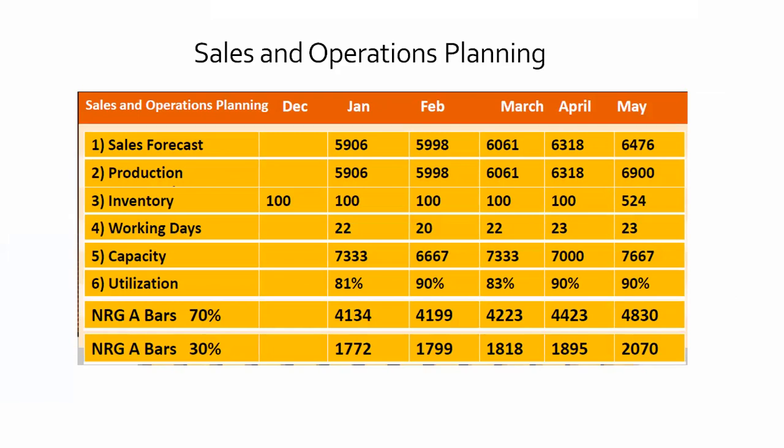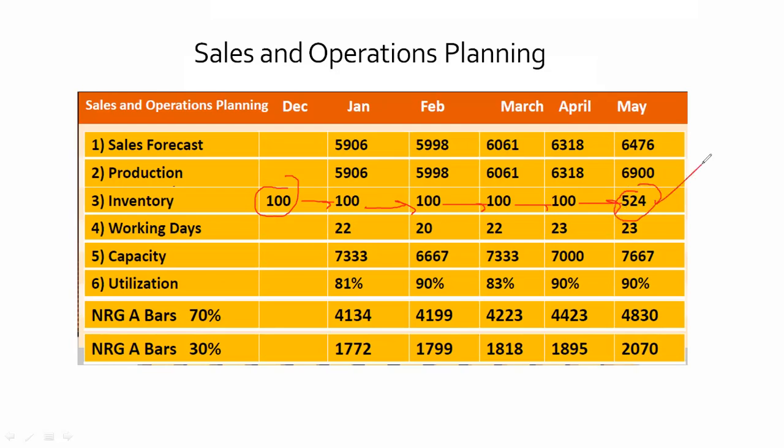फॉर जनवरी it will be 5906, फरवरी 5998, दिसंबर का कोई डेटा नहीं है सेल्स फोरकास्ट के लिए. मार्च के लिए डेटा है 6061, अप्रैल के लिए 6318 एंड मई के लिए 6476. प्रोडक्शन के लिए 5906, फरवरी 5998, 6061, 6318, 6990. नाउ अब यहाँ पे देखो दिसंबर के लिए आपका इन्वेंट्री दिया हुआ है. इन्वेंट्री मतलब स्टोरेज 100 यूनिट्स का है. यही चीज यहाँ पे कैरी ऑन हुआ जनवरी में, फिर फरवरी में, फिर मार्च में, फिर अप्रैल में और फिर मई में. ठीक है. तो मई में जो आपकी वैल्यू है इन्वेंट्री की वो बढ़ के 524 ली गई.